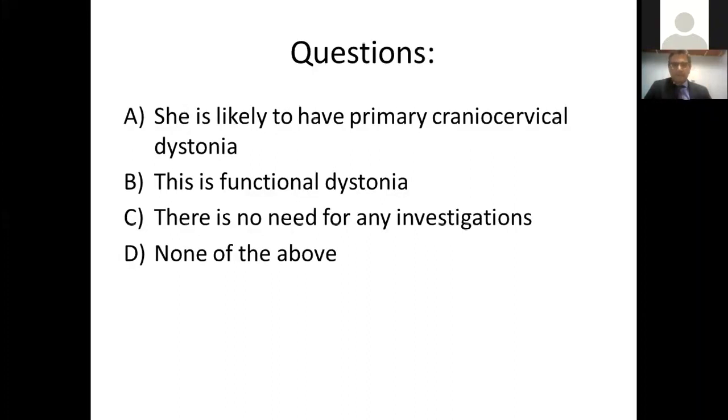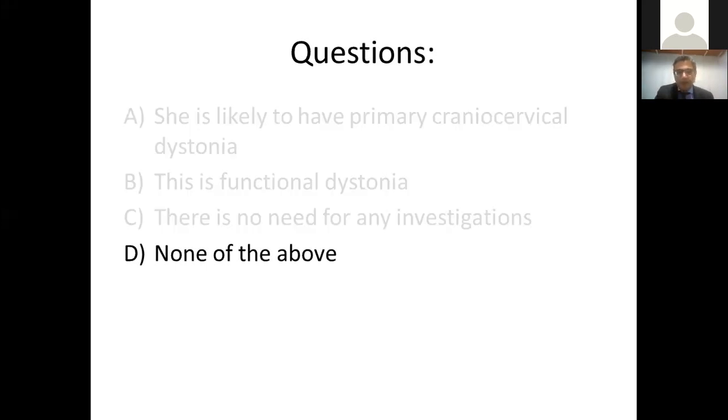Okay. So these are the results. We can see that the majority of you got it right. Some of you felt that she's primary craniocervical dystonia. I remember we chatted about this. So let me just close this one. The correct answer is none of the above. But I can see why some of you might have said it's craniocervical, because she seemed to have a geste. But the main thing was that she was actually too young to have craniocervical dystonia.